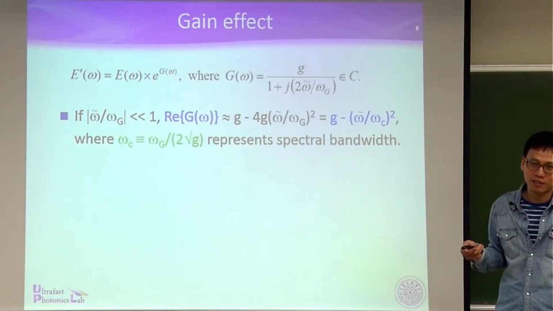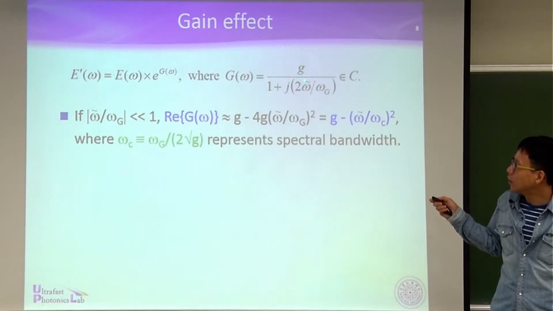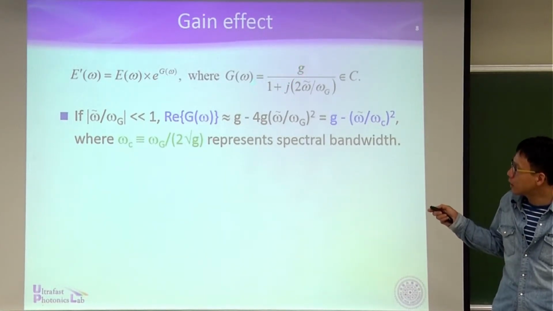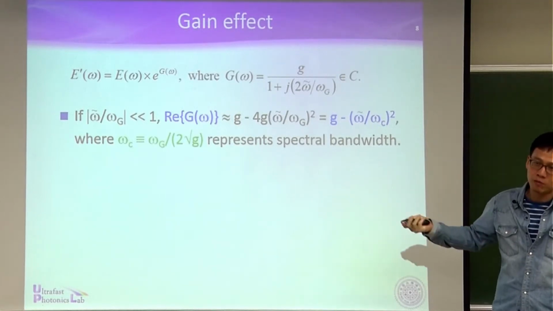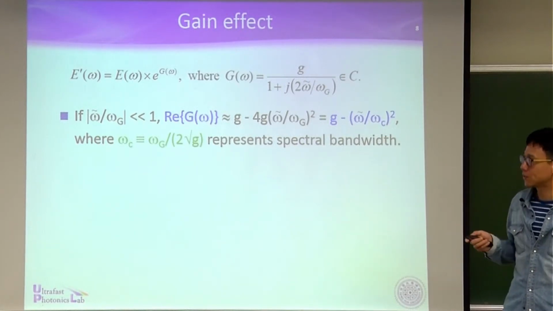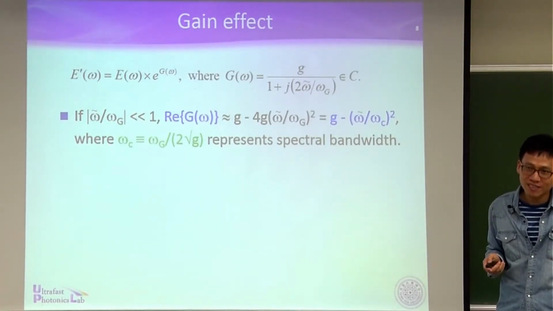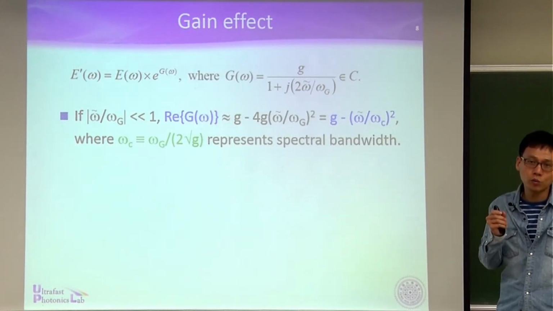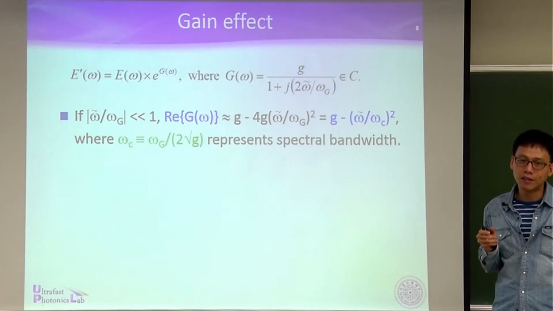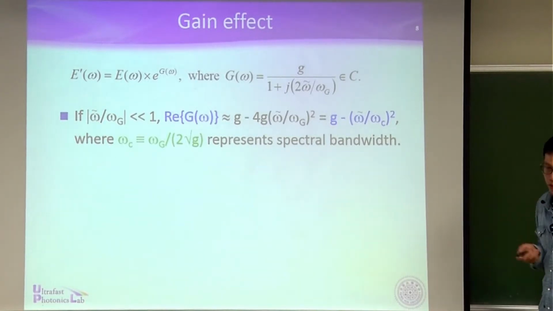Bandwidth, gain bandwidth, right? For example, if your frequency detuning equals the parameter omega g, you get 1 plus j2 in your denominator. So you can imagine the real part of big G will be reduced, maybe by 50%, something like that. So omega g means your gain bandwidth. If your detuning is much smaller than the gain bandwidth, that means your spectral width is relatively narrow compared with your gain bandwidth. So that's the assumption.